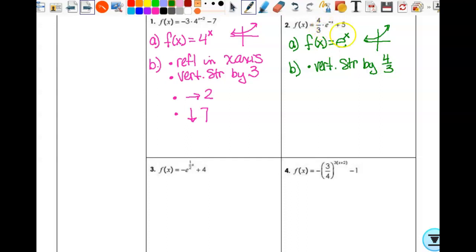I move on. The E is part of this, so it's not a transformation, but then I have that negative x. That negative means it's a reflection, but in which axis? Good, in the y-axis, because it affects x. And the next thing I have is the 5, and that means I do up 5. Everybody good so far? All right, we're going to skip number 3. Let's go to number 4.